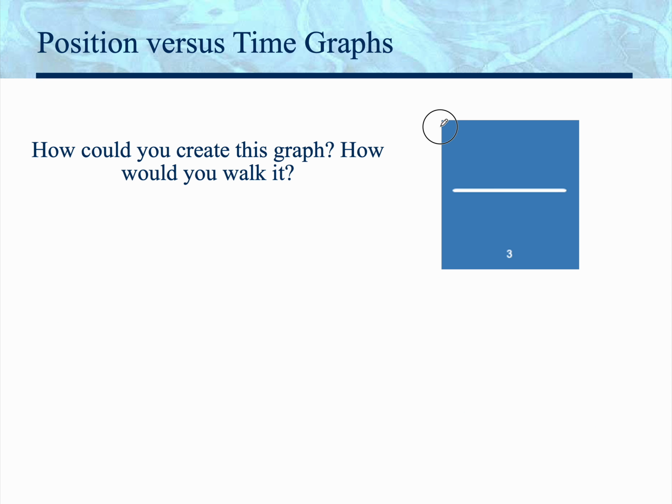What about this one? This one's a little bit stranger, the position versus time graph. As time increases, what's happening to your position? Well, your position's actually staying constant. How would you walk this one out or drive this one out? The answer is pretty simple. Just start some point in front of the origin at some positive position and then don't move at all.